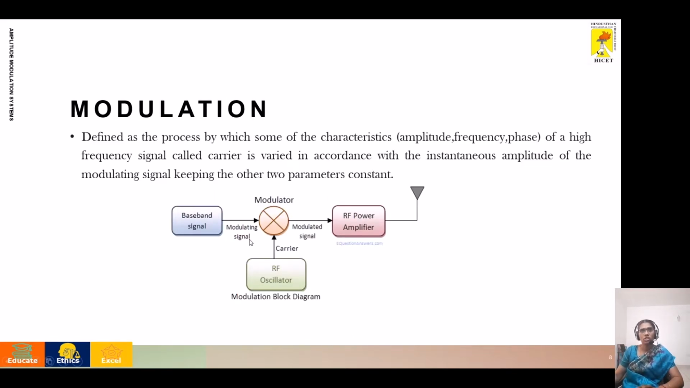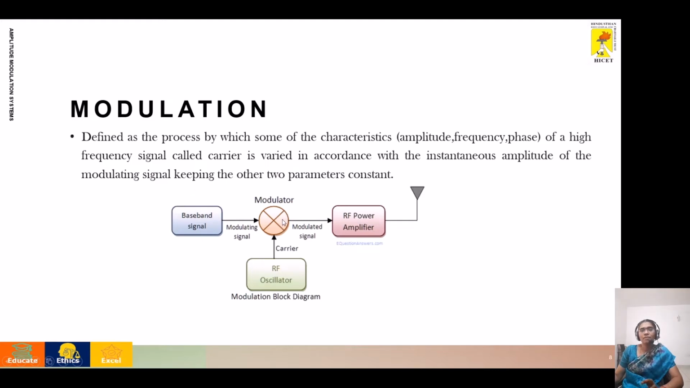Now, modulation. Modulation is the process by which some of the characteristics of the high frequency signal, which is called the carrier, are varied in accordance with the instantaneous amplitude of the message signal, which is the modulating signal, keeping the other two parameters constant. Any parameter of the carrier signal can be varied. So modulation is defined as the process of changing the amplitude, frequency or phase of the carrier in accordance with the instantaneous value of the message signal.